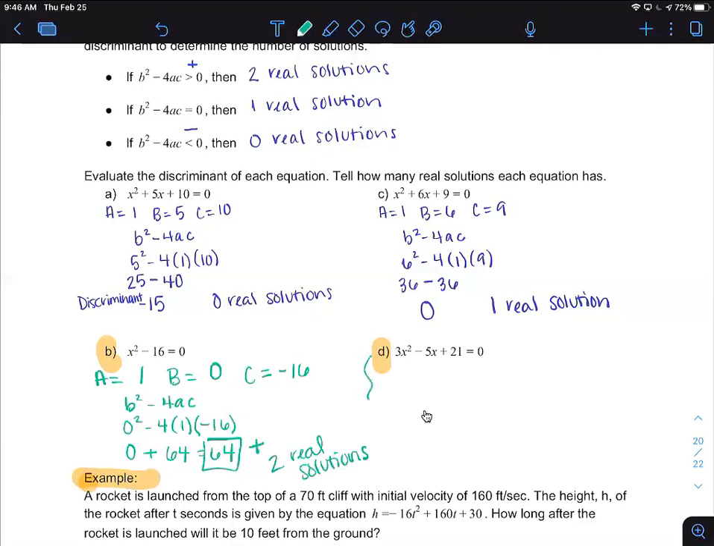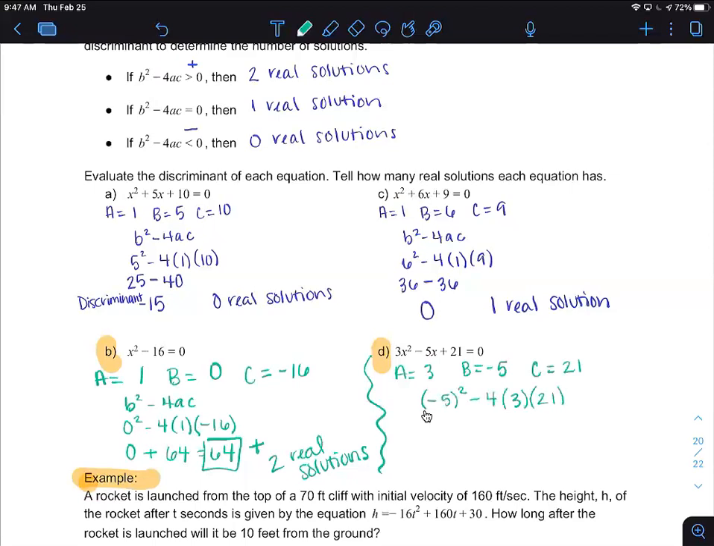All right, looking at D, same thing. So 3x squared minus 5x plus 21. What does A equal? 3. What does B equal? 5. How about negative 5? Careful of those negatives. And what about C? 21. Plug in what we know. So B squared, so negative 5 squared minus 4 times A, which is 3, times C, which is 21.